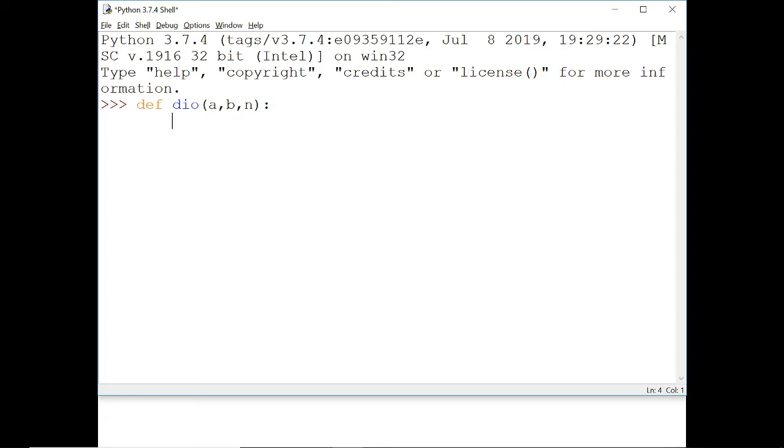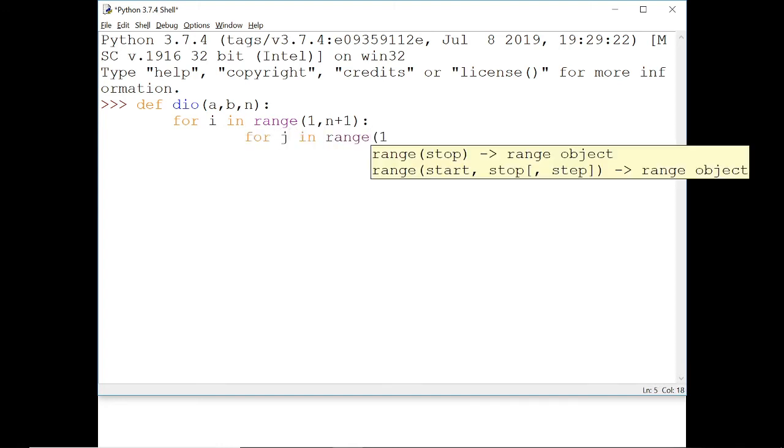So what my function needs to do is check values to find solutions where ax plus by equals n. So let's start by looking at i in the range from 1 up to n plus 1, and for j also in the range from 1 up to n plus 1.